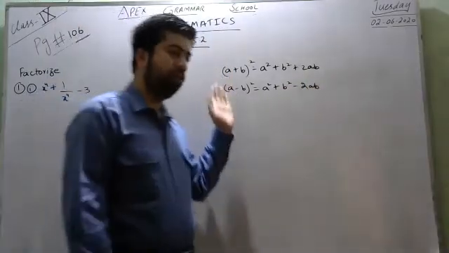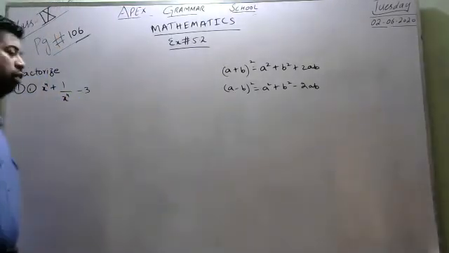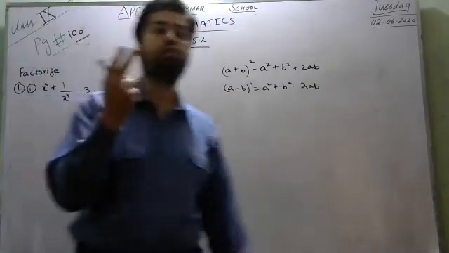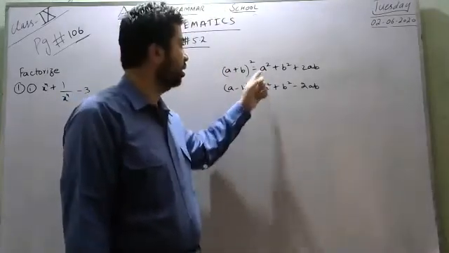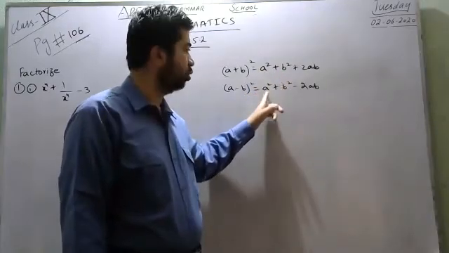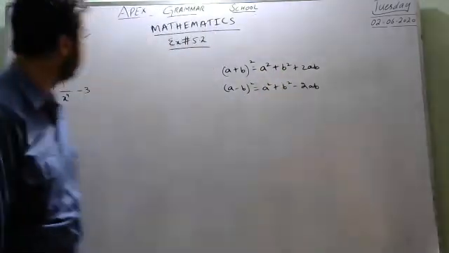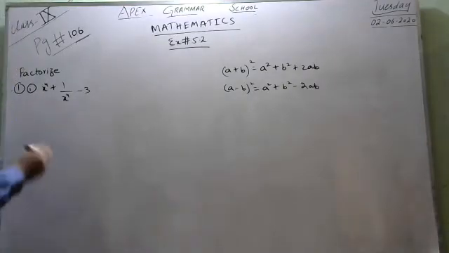For a plus b whole square or a minus b whole square, you have to find two positive squares, for this case and also for this case. a square plus b square: this is a positive square, this is also a positive square. So you have to find two positive squares.